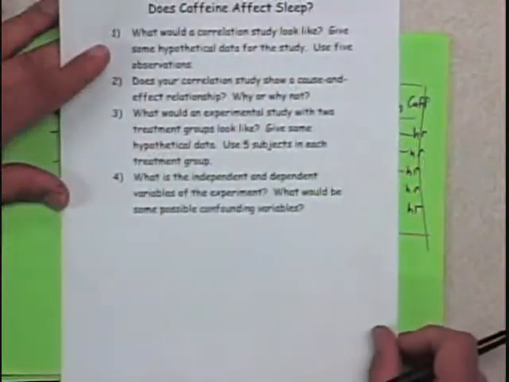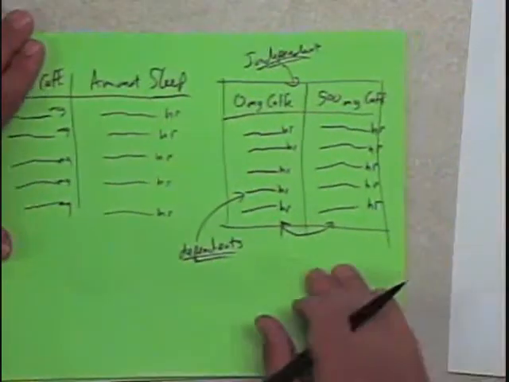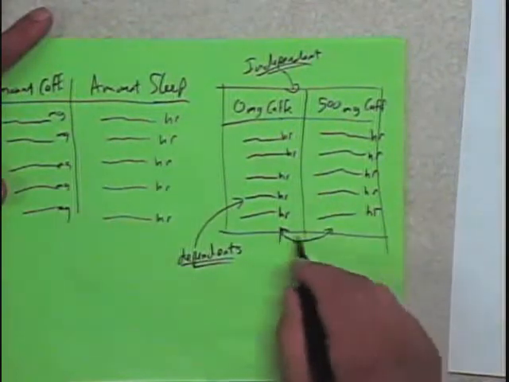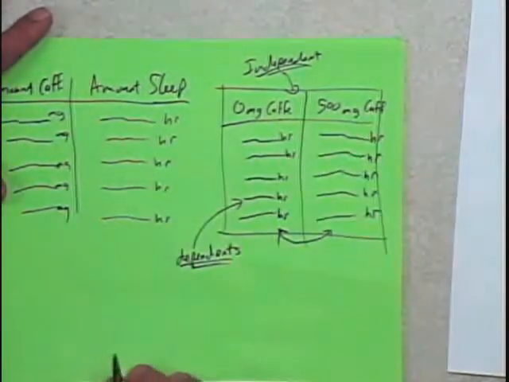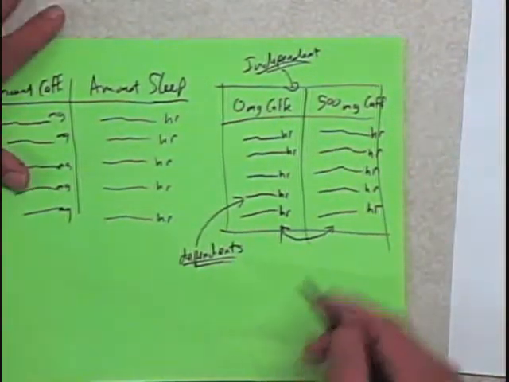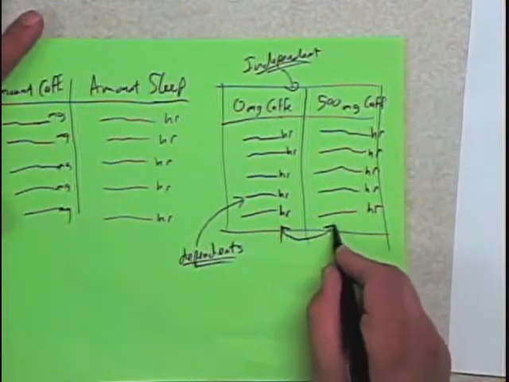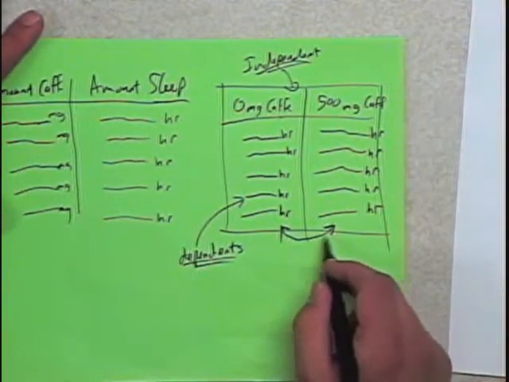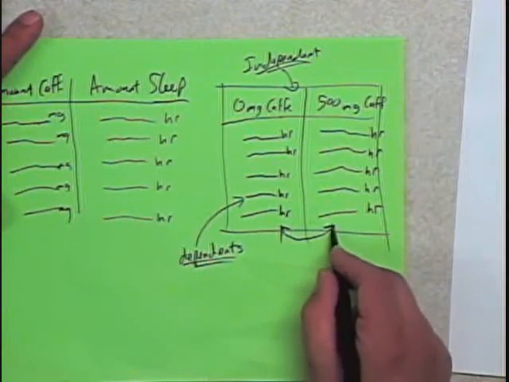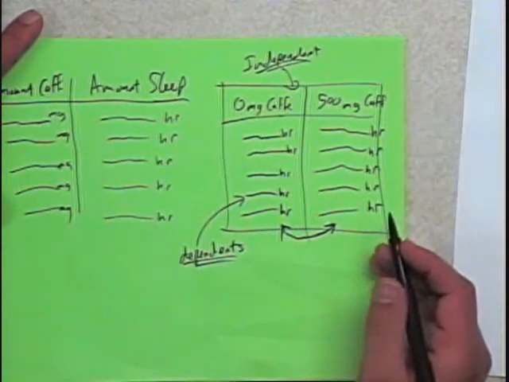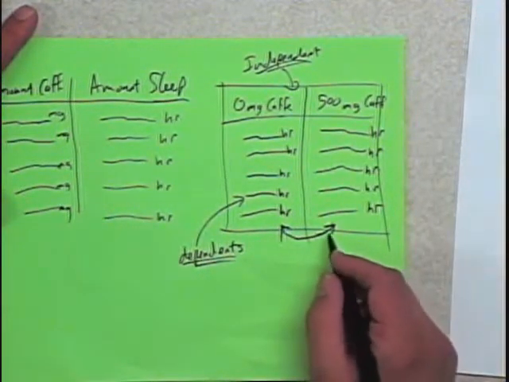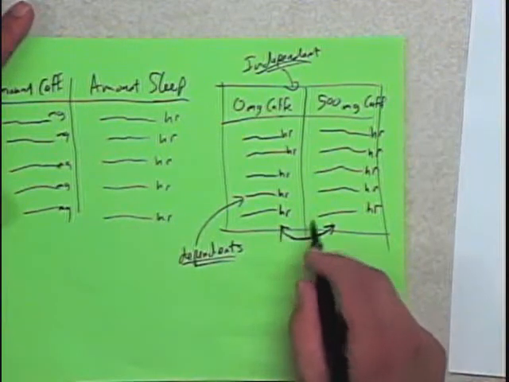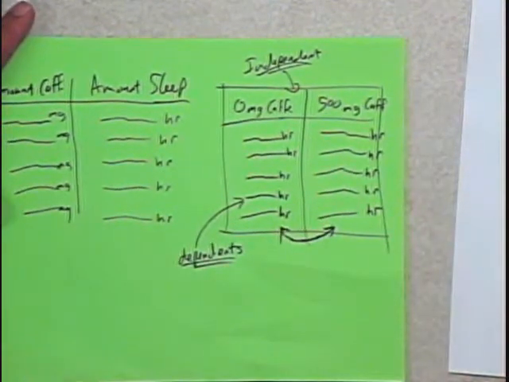So what would some possible confounding variables be? So a confounding variable would be anything that would affect the amount of sleep that they get other than the caffeine. So it could be maybe how stressful their life is, how stressful their job is. It could be any other medications that might affect the sleep. It could be just anything other than caffeine that would affect the amount of sleep they get.